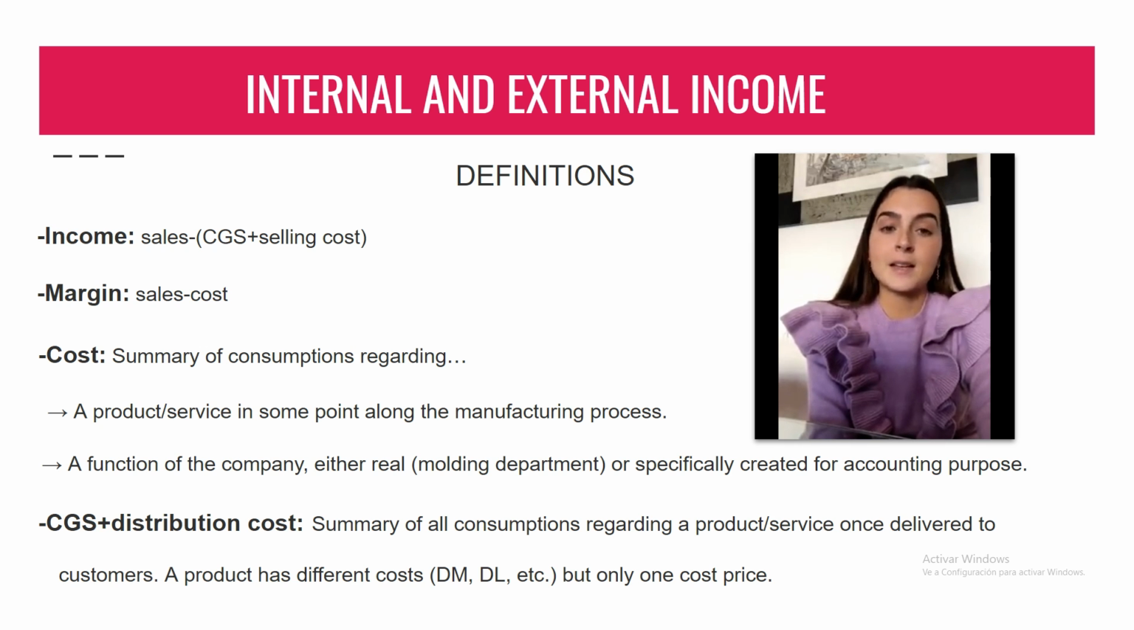a function of the company, either real or specifically created for accounting purposes. And CGS plus the distribution cost, which is the summary of all consumptions regarding a product or service on delivery to customers. And a product has different costs but only one cost price.